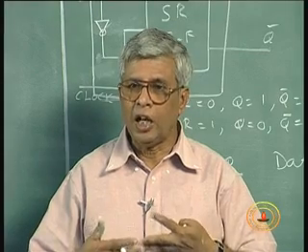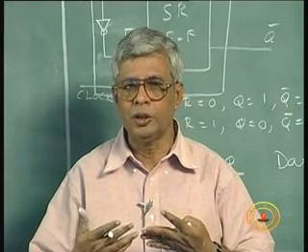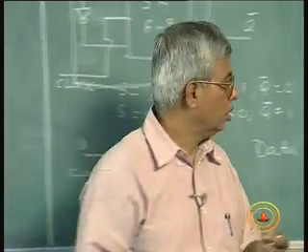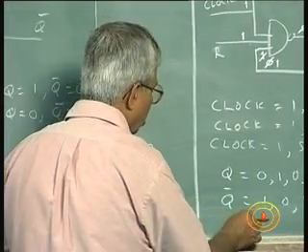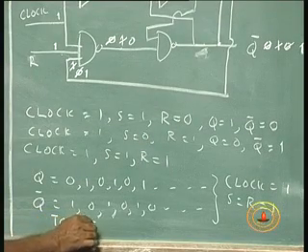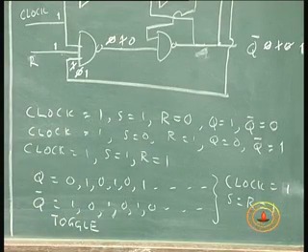This constant change of outputs is called toggling. This is a toggle action. This Q and Q bar changing uncontrollably, if you want to call it uncontrollably.